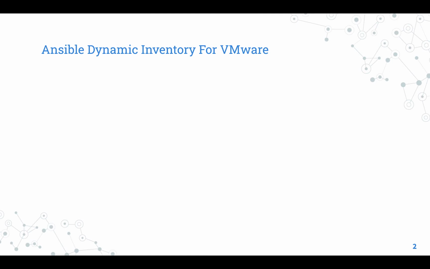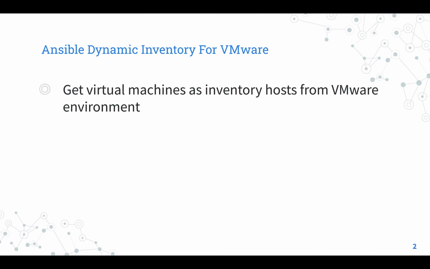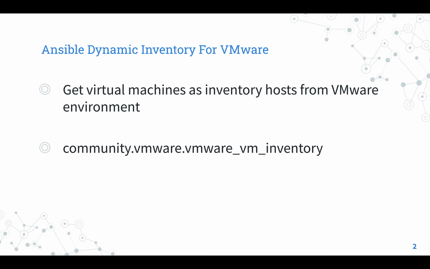Ansible Dynamic Inventory for VMware. The VMware Dynamic Inventory plugin dynamically queries VMware APIs and tells Ansible what node can be managed. The purpose is to get a virtual machine as inventory host from the VMware environment. In this way, you could execute your Ansible automation to all the virtual machines, for example.